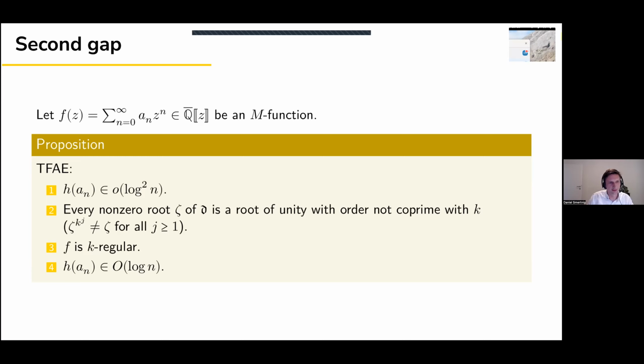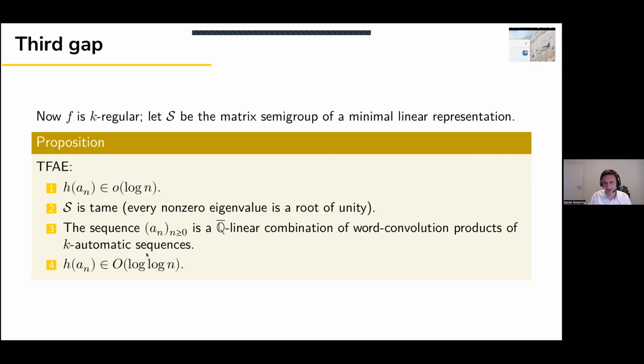This is the second gap, and this brings us down into this much better structured class of sequences that are k-regular. So if a sequence is k-regular, then it has some representation with matrices. So for every digit, we pick one square matrix. And if the dimension of this matrix is minimal, then you get a minimal linear representation. And we consider this finitely generated matrix semigroup. And then this next gap, the little o of log n, is characterized by this semigroup being tame, which means that every non-zero eigenvalue of a matrix in the semigroup is actually a root of unity.